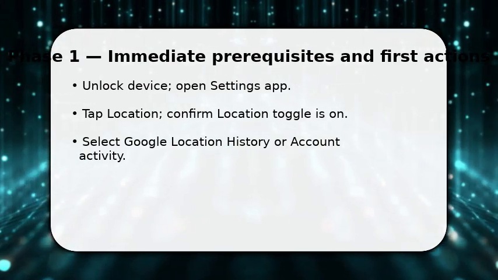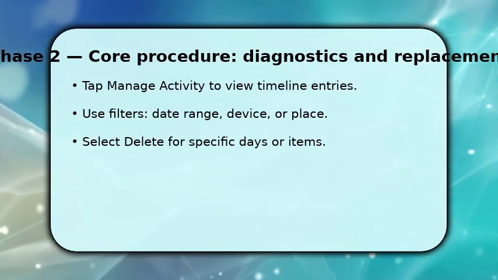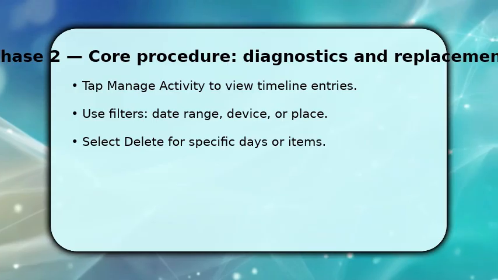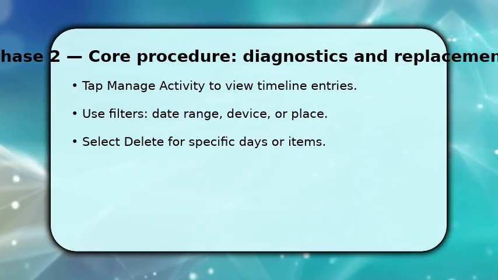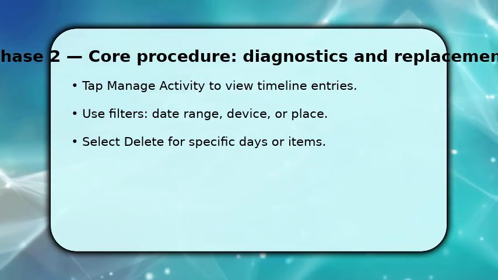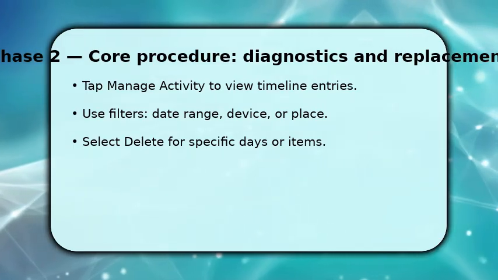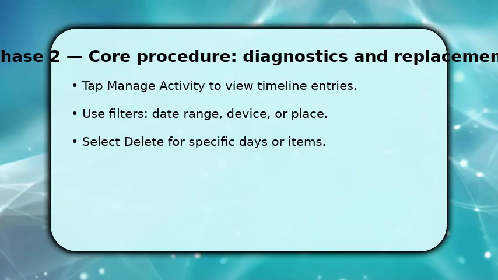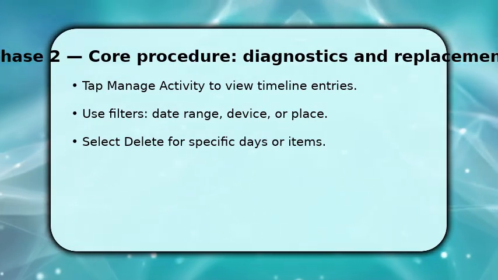You now inspect records using Manage Activity so you can pick specific deletions. This is where control matters. Tap filters to narrow by date range, device, or places, because deleting everything when you only need to remove one visit is unnecessary. Select entries to delete or choose Delete Range to remove multiple days. Make sure to confirm each deletion when prompted. This ensures you don't accidentally erase useful location data.